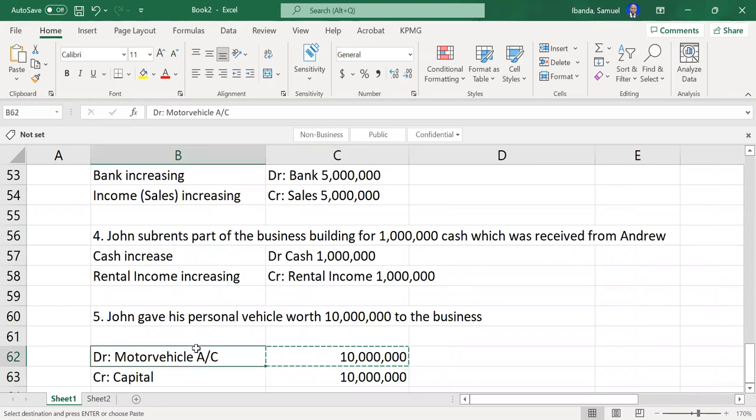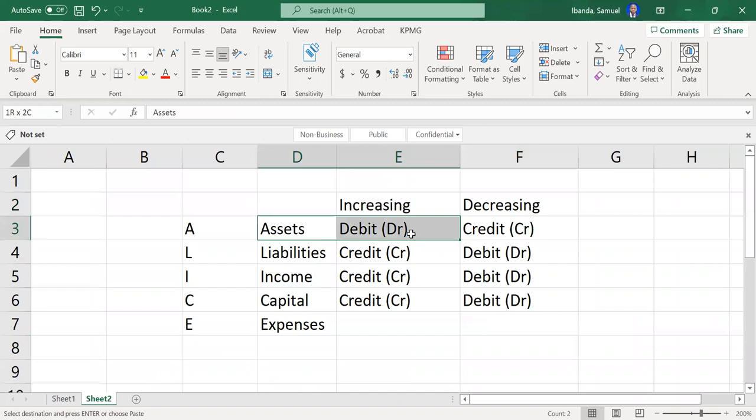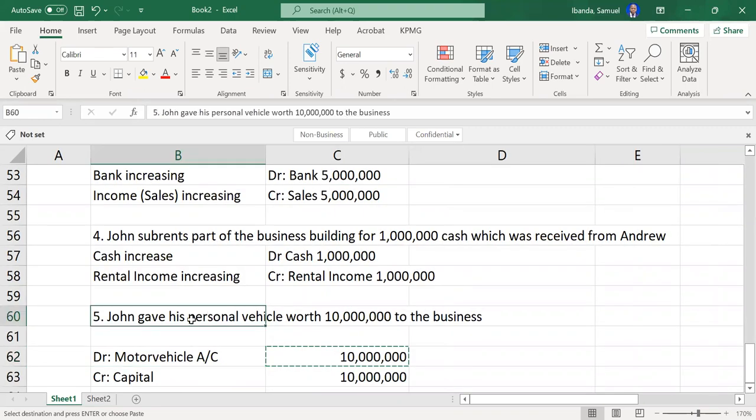Now, what this means is the assets of the business have increased. Again, as John is contributing his personal vehicle, he's losing it himself from his side, but he's now contributing it to the business. And as accountants, we are accountants for the business, so we are looking at this from the perspective of the business. The business is having its motor vehicles increase, and the capital of John into the business is also increasing. And that's why we've gone ahead to increase the value of our capital for the business. So it's very important that we appreciate what exactly this means.